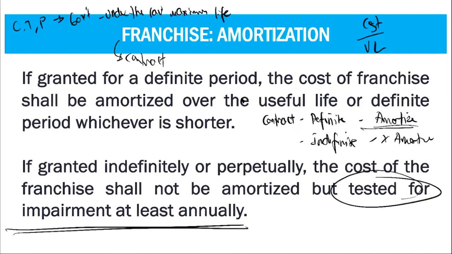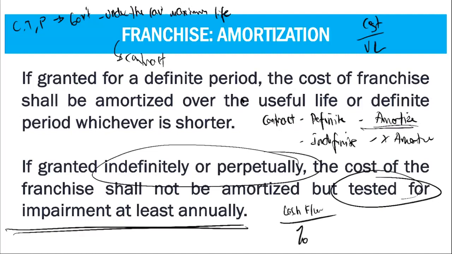How do we test it for impairment if ever it is indefinite or perpetual again? We get the cash flow, we divide it by your market rate or interest rate. What is this formula again? This is the formula of perpetuity. Okay? So let's have a comprehensive example of your amortization.